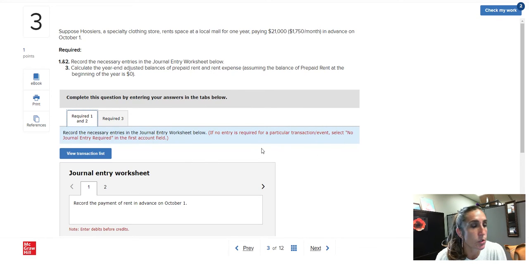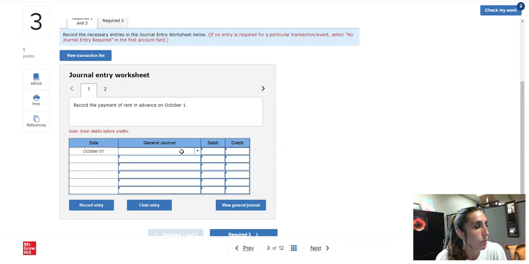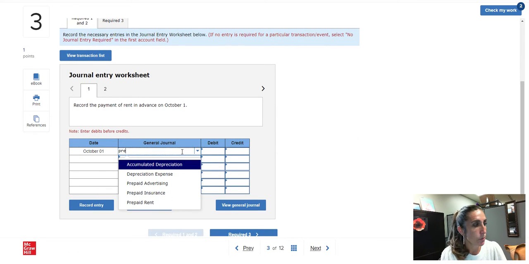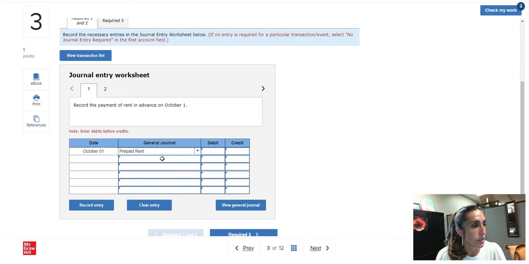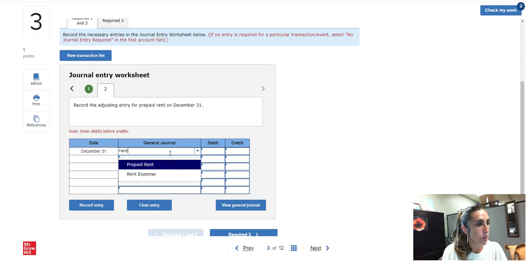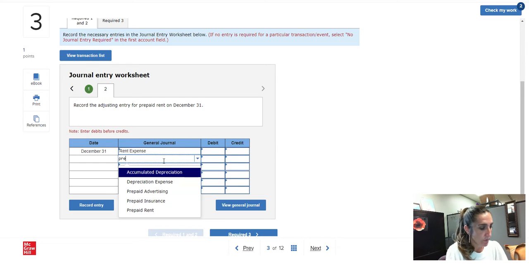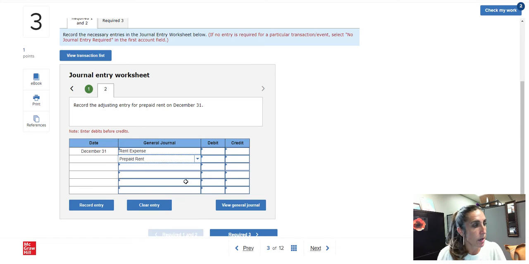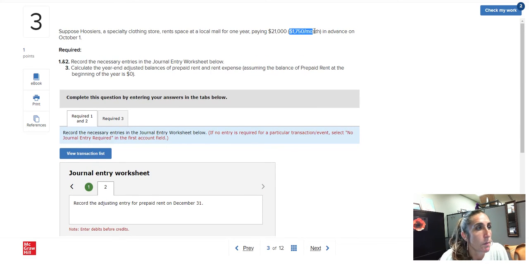So you're going to have to purchase the prepaid rent. Purchasing prepaid rent is a debit to prepaid rent and a credit to cash. Then you're going to record the usage of that prepaid. Using that prepaid would be a debit to the rent expense and a credit to the prepaid. So you'll have to calculate how much you actually used up, and that would be through the monthly amount multiplied by the number of months that have passed.